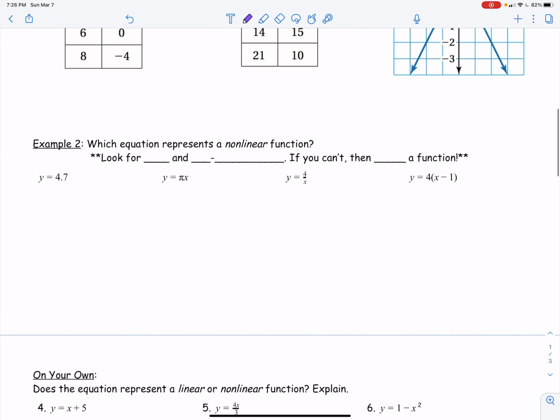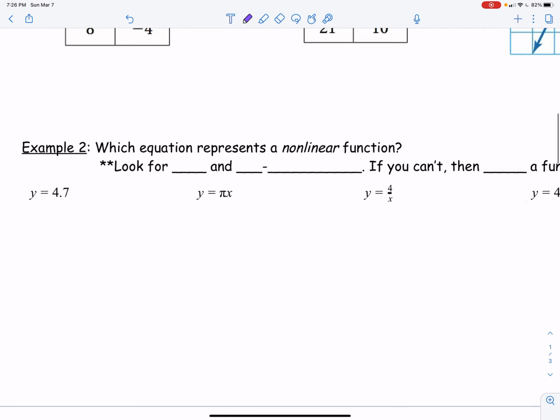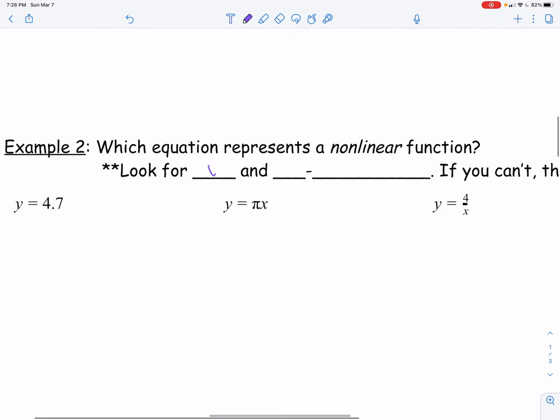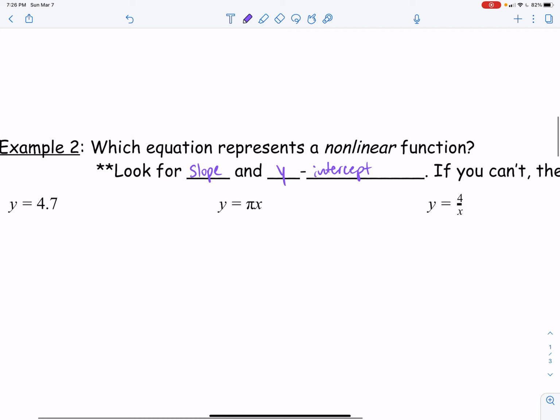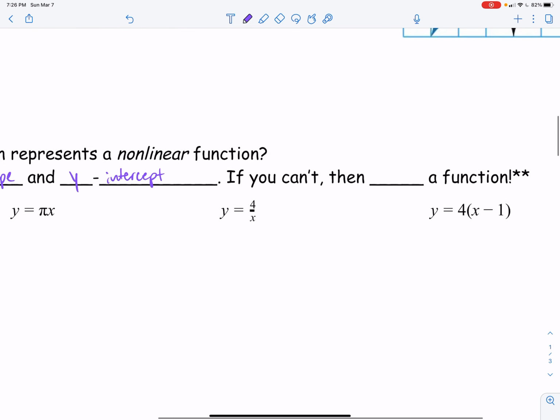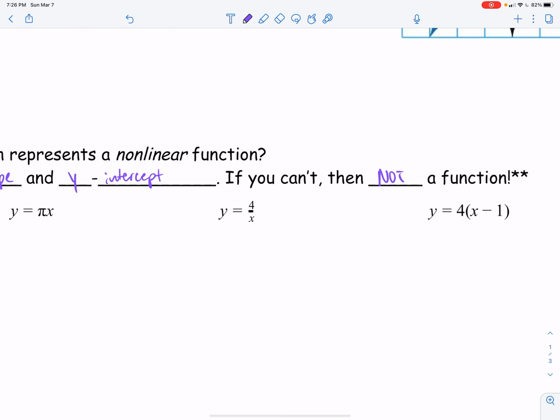All right, moving on, next example. So we talked about, can you identify if it's linear or nonlinear from a table and from a graph? Now what about for an equation? Here's how you do it. All you have to do is look for your slope and your y-intercept. If you can identify your slope and your y-intercept, then it's a linear function. But if you can't, then it's not going to be a linear function.